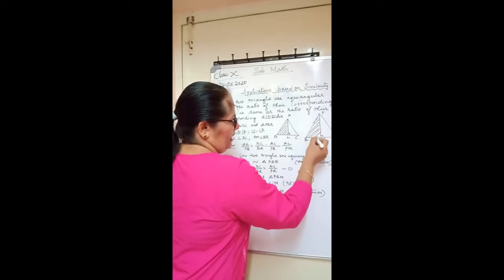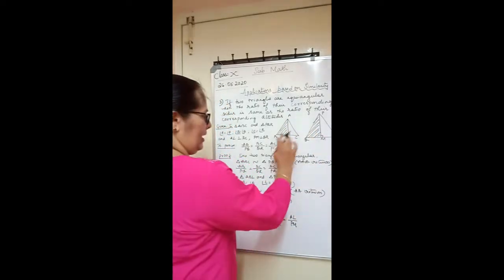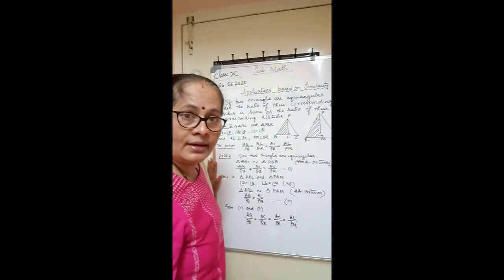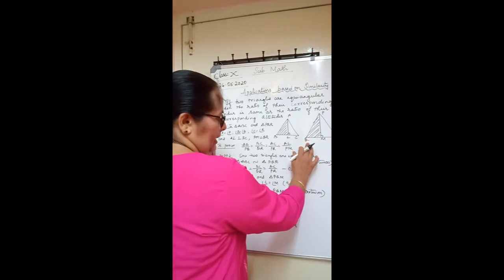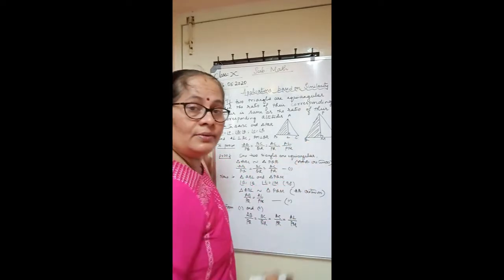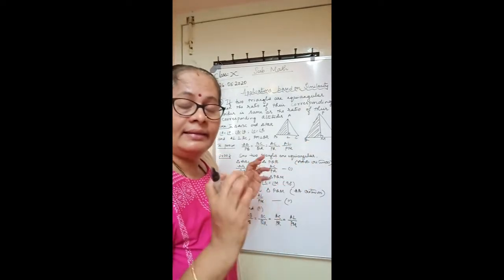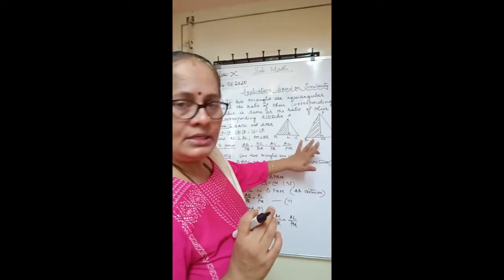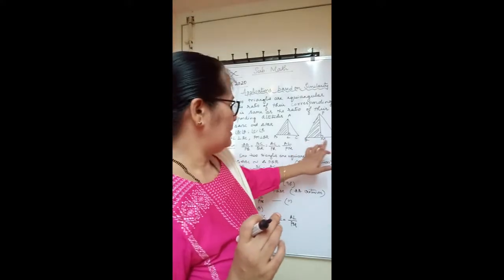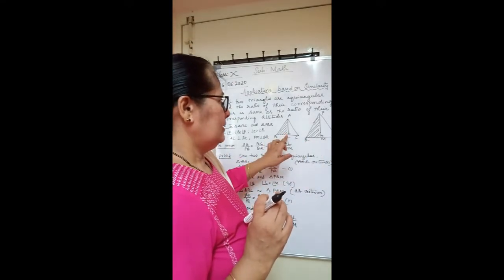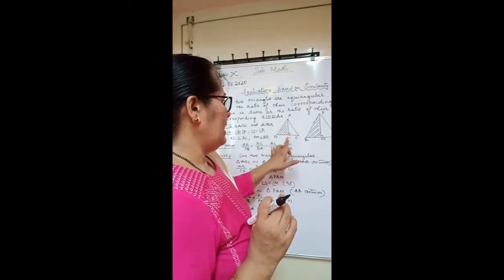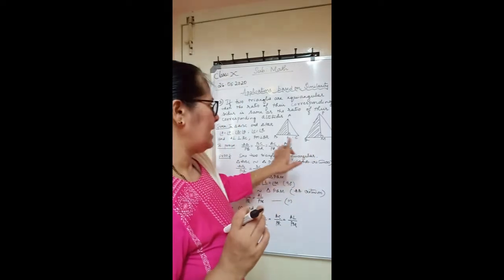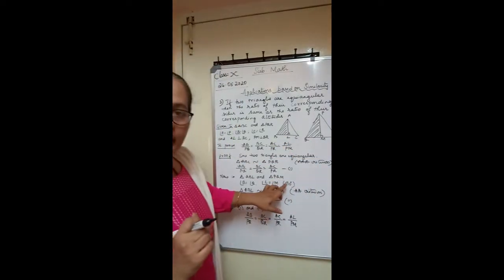In these two triangles, you know that angle B is equal to angle Q. Why? Because the two triangles are equiangular. So angle B equals angle Q. And angle L equals angle M, which is 90 degrees. Why? Because AL is perpendicular to BC and PM is perpendicular to QR. So the angle ALB is 90 degrees and PMQ is also 90 degrees. It means angles L and M are equal to 90 degrees.